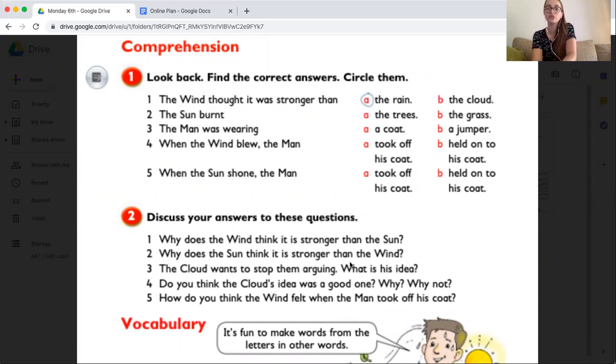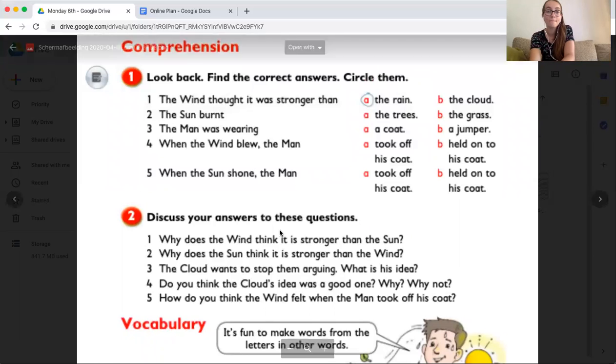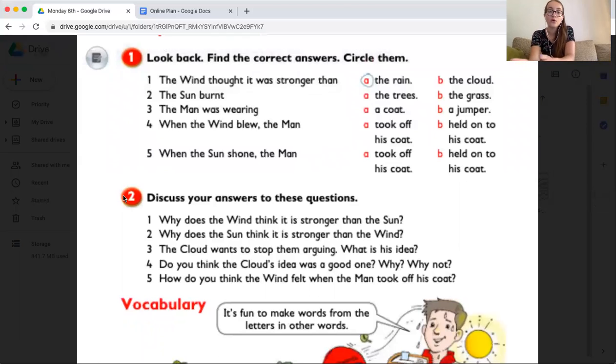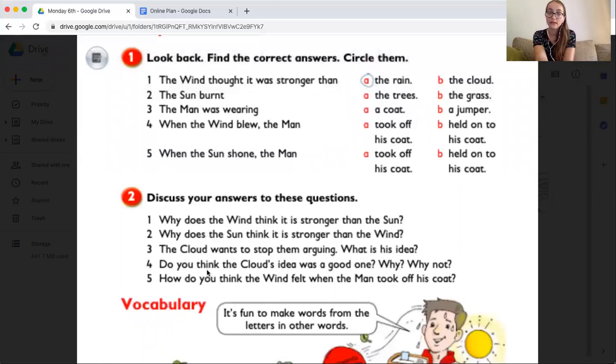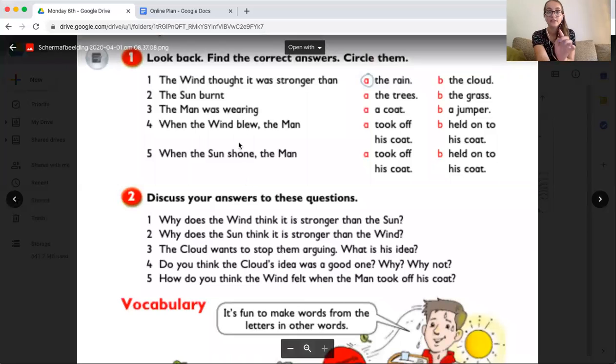So the sun burned the trees or the grass. Go back to the story, see if the correct answer is A or B and write that down in your notebook. And what you do for number 1 until 5. Number 2, you're going to discuss your own answers. So you have to be a little bit more creative. It doesn't necessarily mean that the answers are in the story. So you have to use your brain a little bit more because they will ask you, how do you think? Do you think? Okay, so number 1, 2, and 3 you can find in the story. Number 4 and 5, you have to think about it. So that's question 1 and 2.